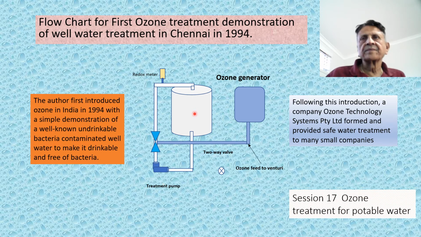This water, which was previously undrinkable, I showed by example that I could drink it, and the people were so happy and agreed to form a company called Ozone Technology Systems Private Limited. And this system was used to provide cheap water for the local community.